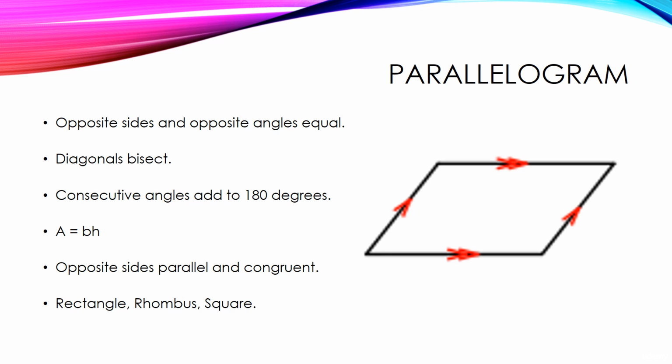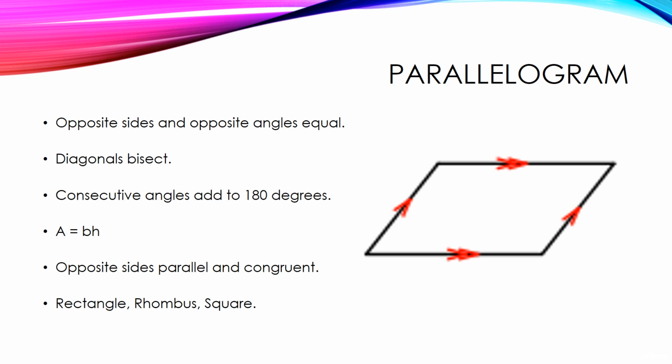The area of a parallelogram is A equal to BH, where B is the base of the parallelogram and H is the height. The area of a parallelogram is twice the area of a triangle created by one of its diagonals. A parallelogram is a quadrilateral with opposite sides parallel and congruent. It is the parent of some other quadrilaterals which are obtained by adding restrictions of various kinds.